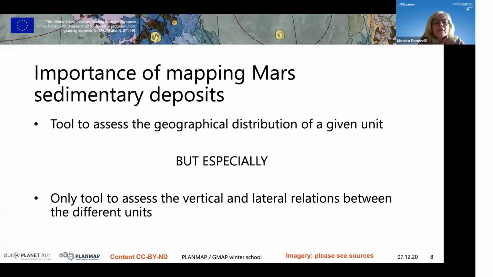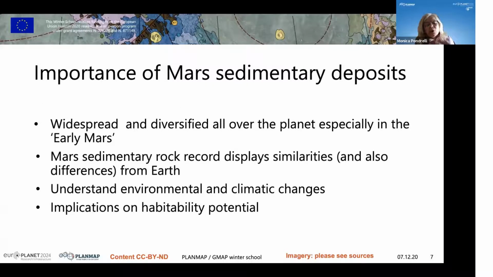Of course, if sedimentary deposits are important, it's important to map them. This is actually true not only for sedimentary deposits, it's important for all kinds of planetary surface, from Earth to everywhere. This is because geological maps are the only tool to assess the geographical distribution of a given unit, but especially because they are the only tool.